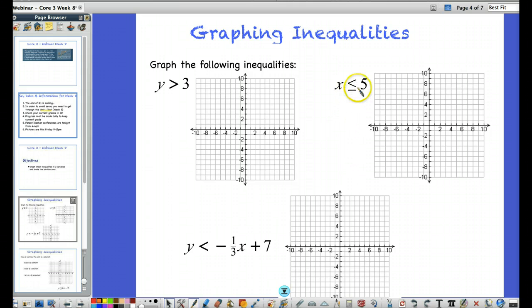Anytime you have an or equals like that, you're going to have a solid line. So anytime you have a less than or equal, or a greater than or equal, those will always give you a solid line. And the line that we are graphing is called the boundary line when we're dealing with inequalities. If you just have a less than or a greater than, that's going to be a dashed line. And these are called boundary lines because they are going to separate the quadrant into two parts.